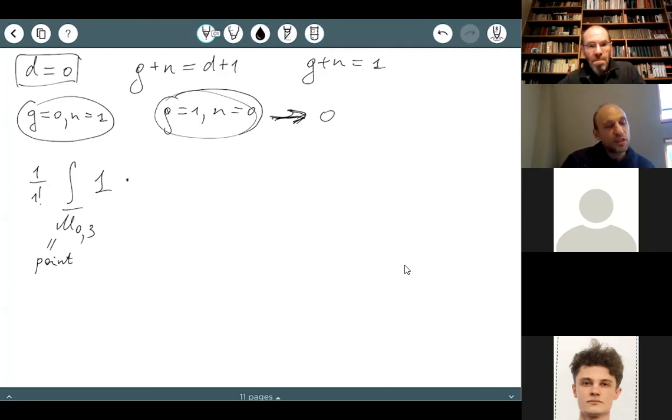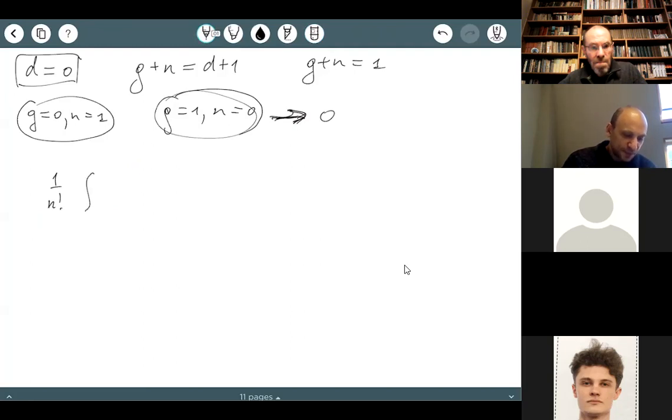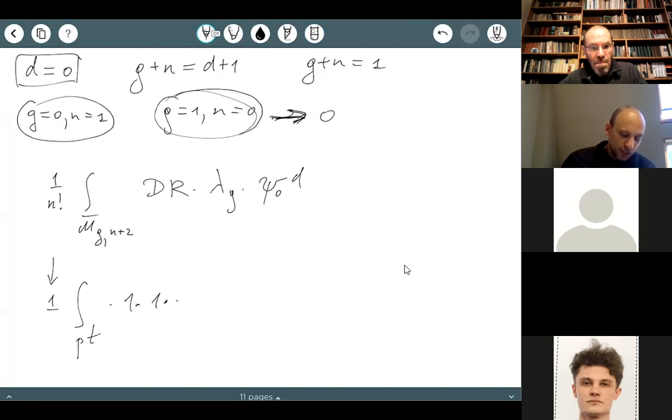Then we have lambda 0. Lambda 0 is the top Chern class of the trivial vector bundle. In this case, the Hodge bundle has rank 0 because we're in genus 0. Let me write first the formula as it is: the double ramification cycle times lambda g times psi 0 to the power d. Now I replace it by 1: integral over a point, 1 times 1, and psi 0 to the power 0 is also 1. So I just get 1.